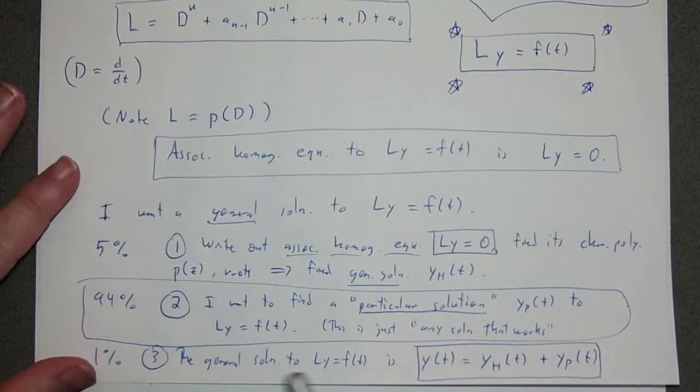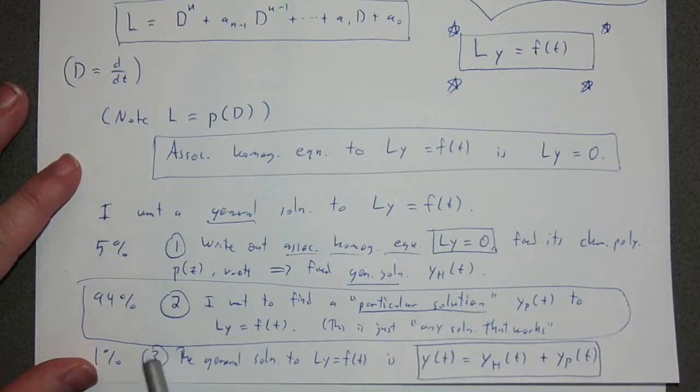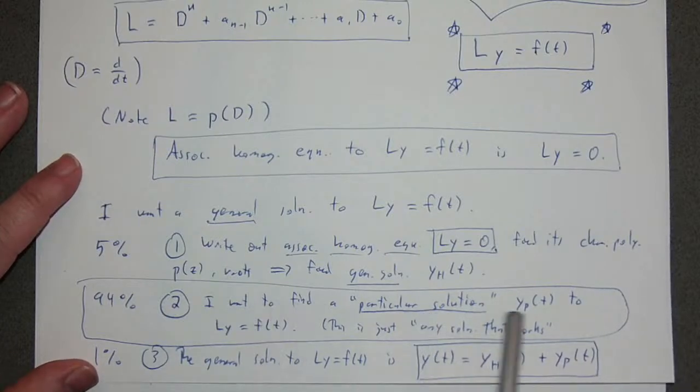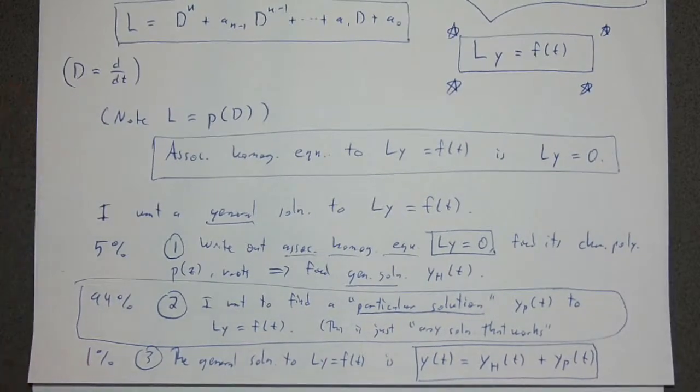This step is easy, because once you have y sub p, you're just writing them out. You're literally just taking the thing you found in the first step and the thing you found in the second step, and putting a plus sign between them. So that takes no effort. So finding this particular solution is where almost all the effort is going to be.